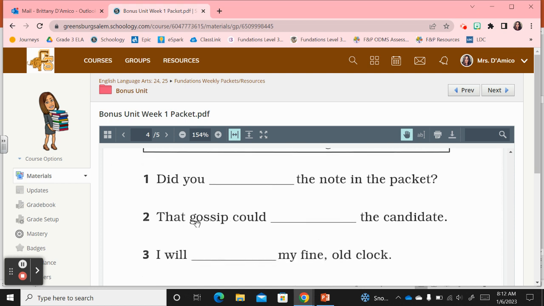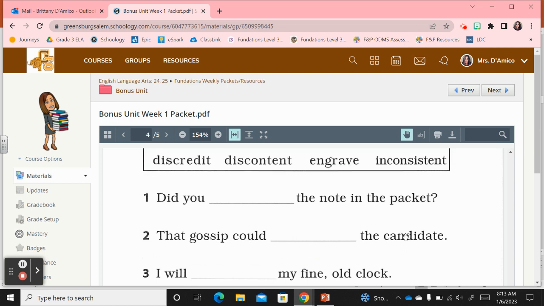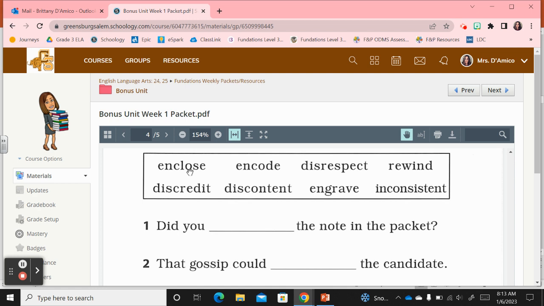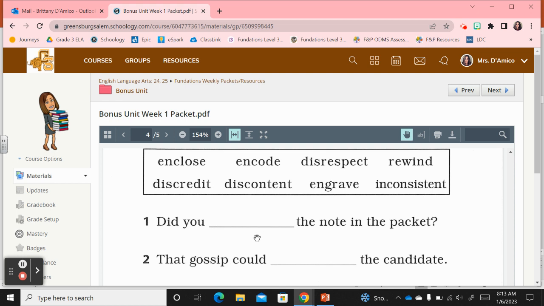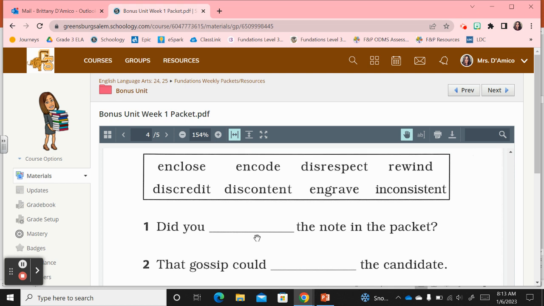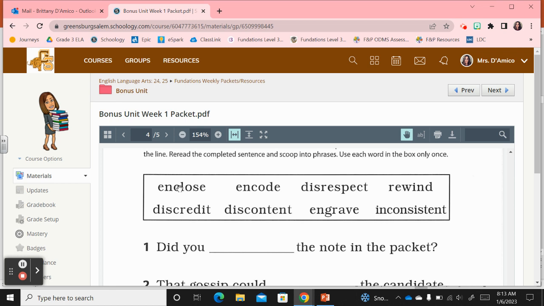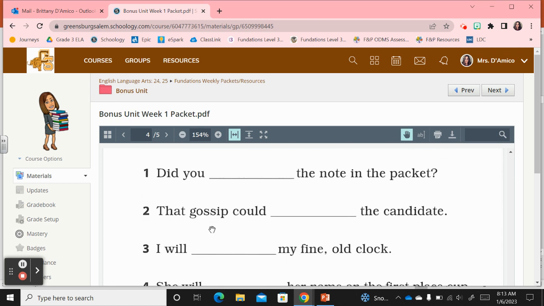Number 2, that gossip could blank the candidate. Well, we know it's not enclose. If someone spreads rumors about you that make you look bad, that's called discrediting you. Okay, if it ruins your reputation, it is discredited. So that gossip could discredit the candidate. Okay, scoop it. That gossip could discredit the candidate. So now we've used enclose and discredit. Let's jump to number 3.